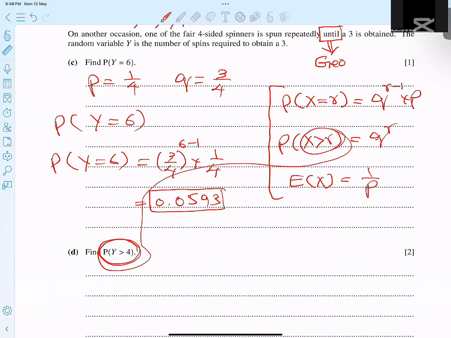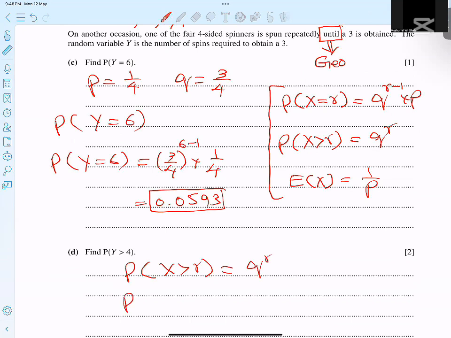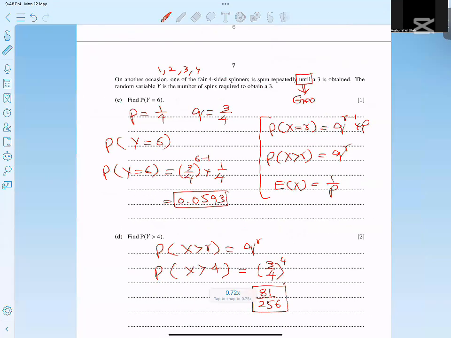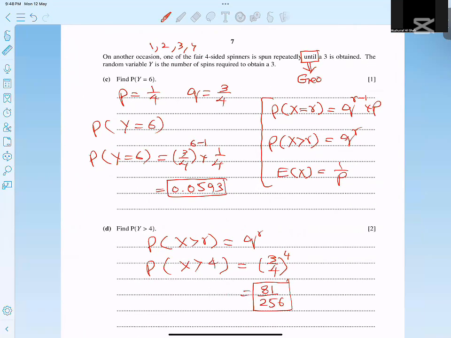Now let's talk about it, he said it happens more than 4 attempts. So for more than 4, this is the criteria we have to use. So I'm using the formula X is more than R equals Q to the power R. And he's talking about more than 4. So I'm writing Q is 3/4, to the power 4. And if we check in calculator, it is coming naturally 81/256, which is our final answer. And I hope the question is now completely over.